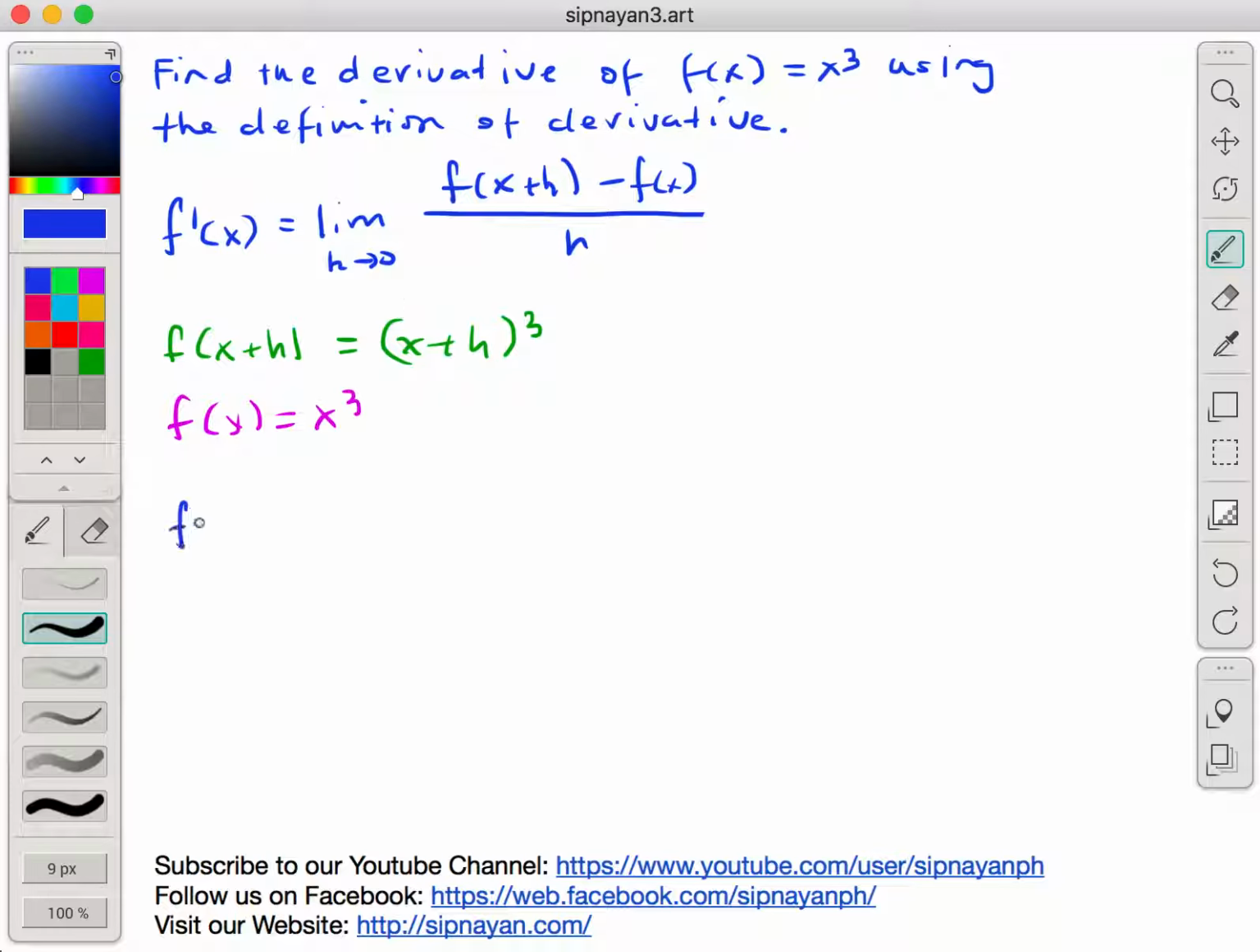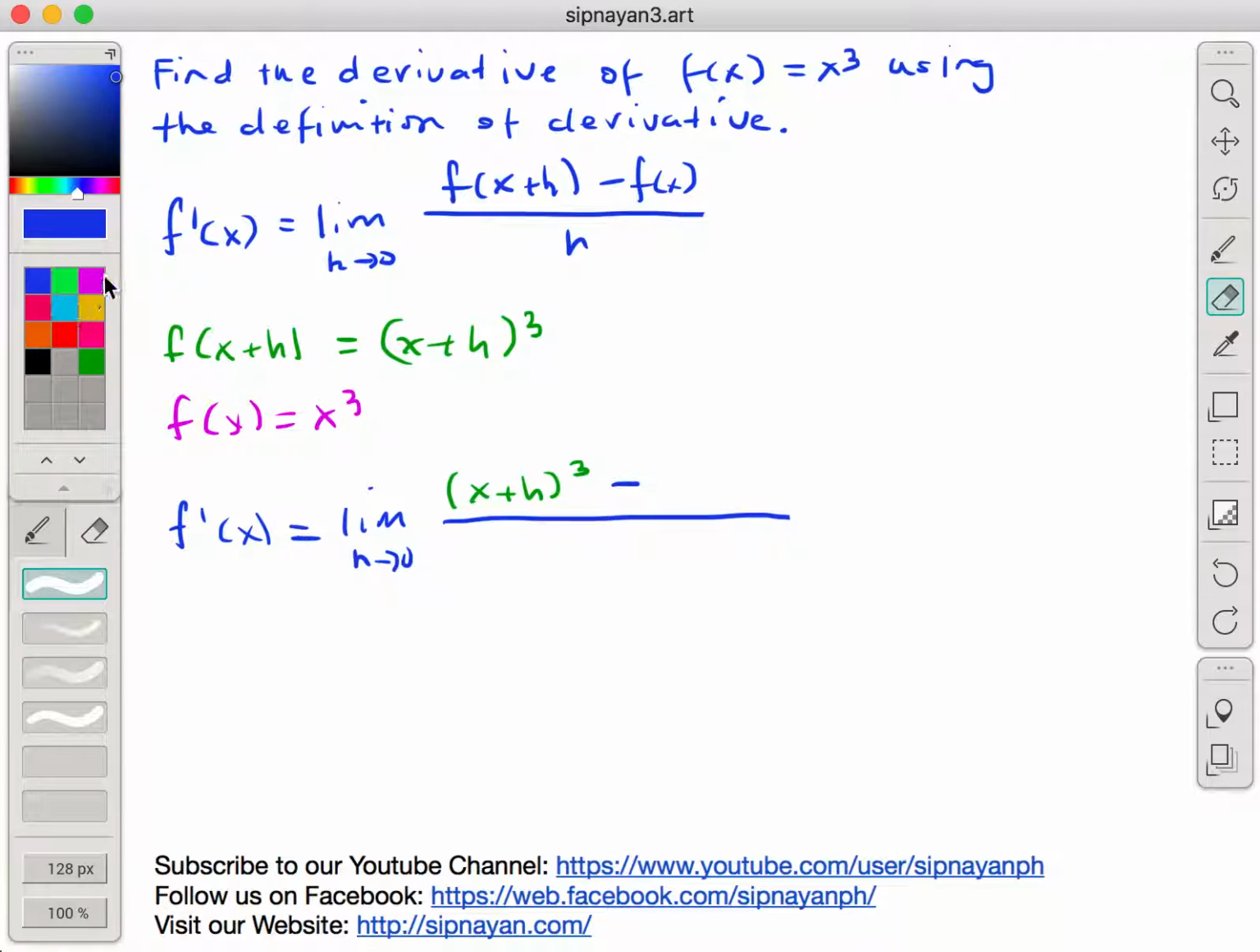So, we have f prime of x is equal to the limit as h approaches 0 of f of x plus h, which is this one. So, that's x plus h cubed. And then we have minus f of x, which is x cubed, and then of course our denominator is h.